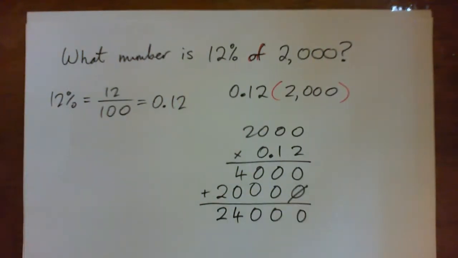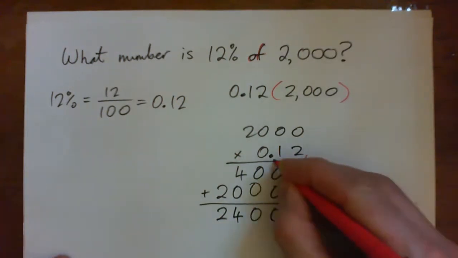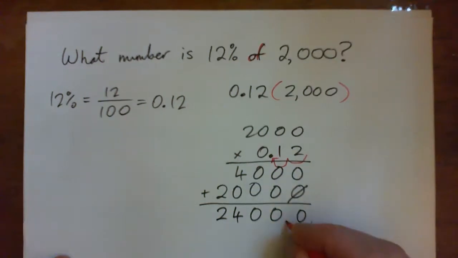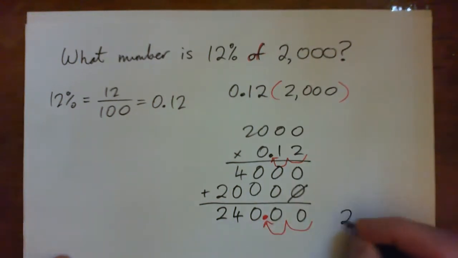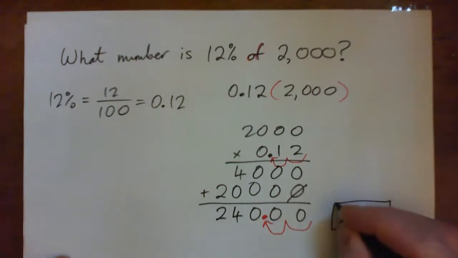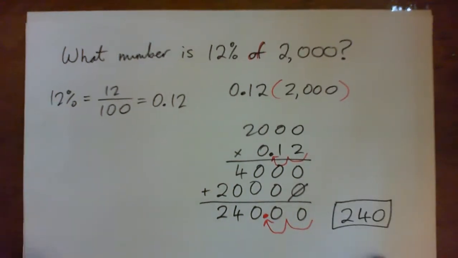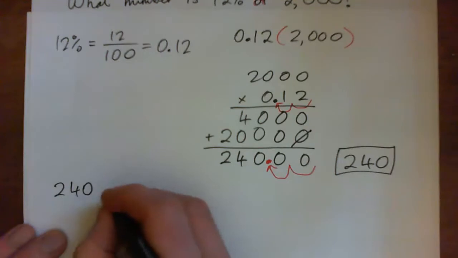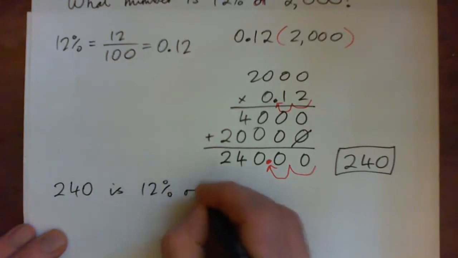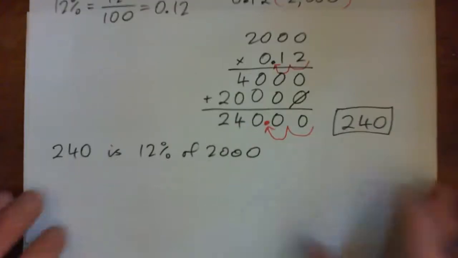But the answer is not 24,000. Like, 12% of 2,000 couldn't possibly be 24,000, right? I hope that makes no sense at all to you, because it shouldn't. It has two decimal places in the question, so there should be two decimal places in the answer. 240.00 or just 240 is the answer, right? So 240 is 12% of 2,000. And I'm just going to check that real quick, because watch this.